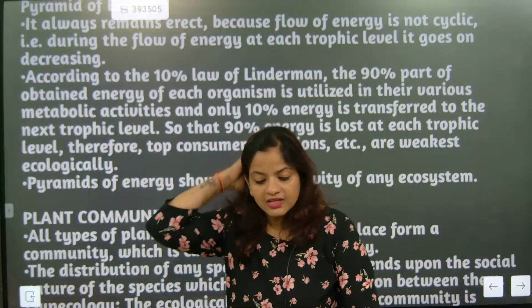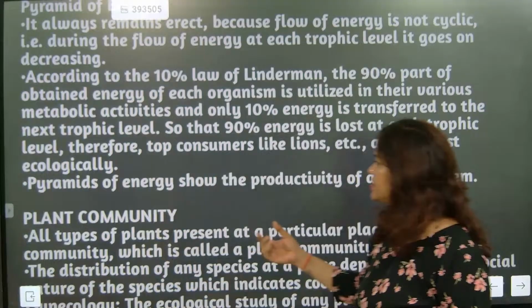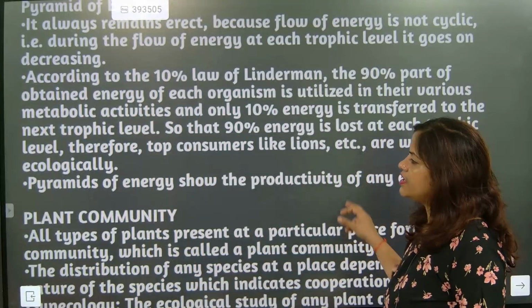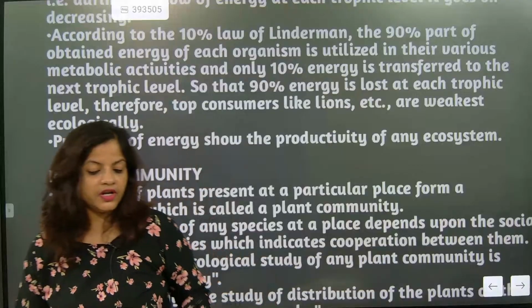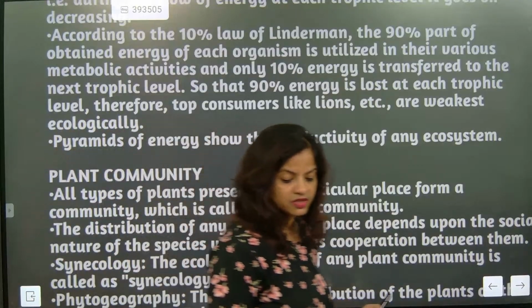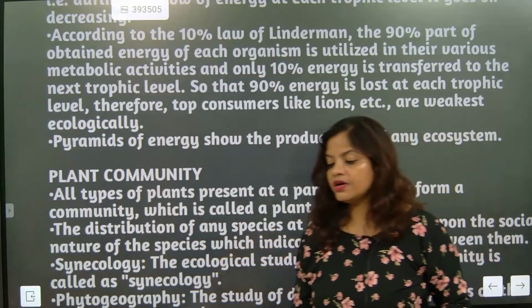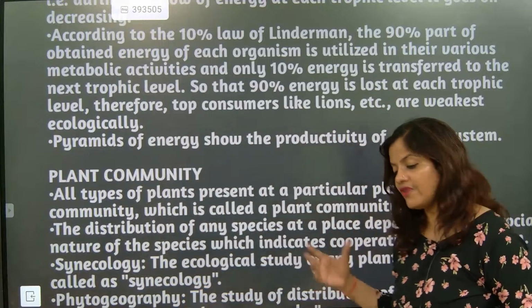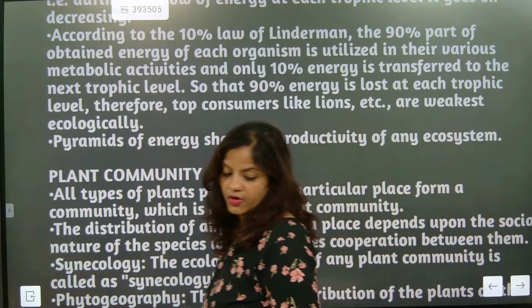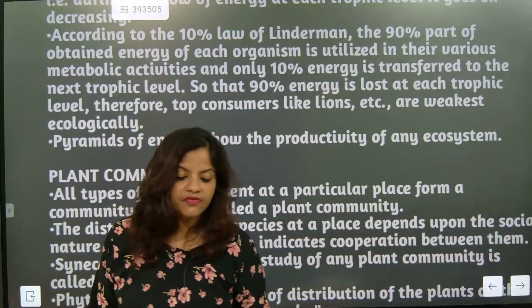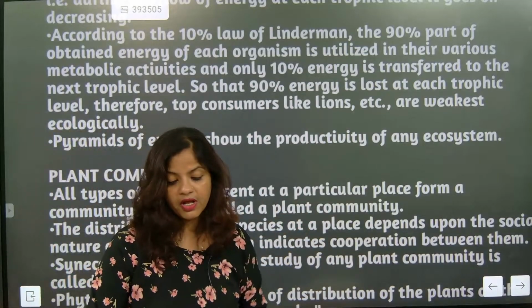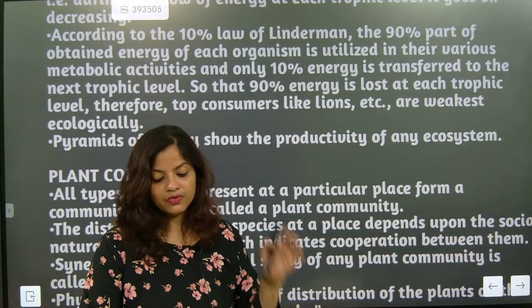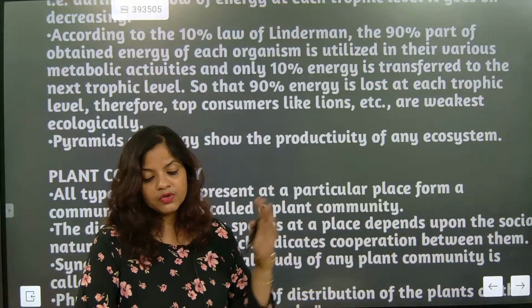Why? Can I ask you this question? The pyramid of energy shows the productivity of any ecosystem. That's again a very important point. It is showing the productivity of any ecosystem, of every ecosystem we can speak about. Now, beta, one very important thing to be remembered. If somebody asks you this question, will you be able to answer?